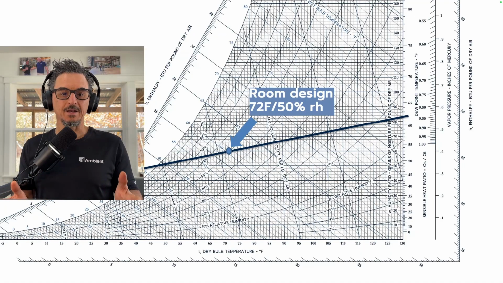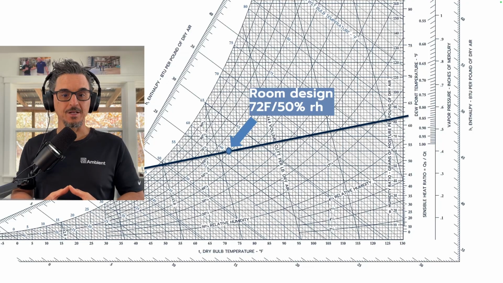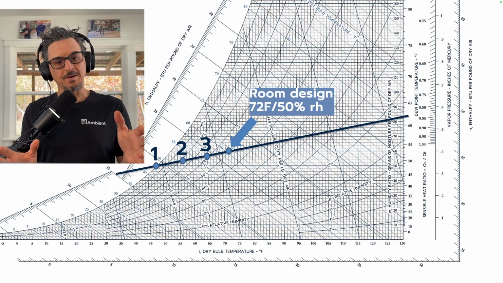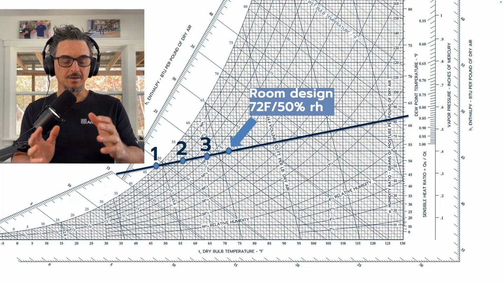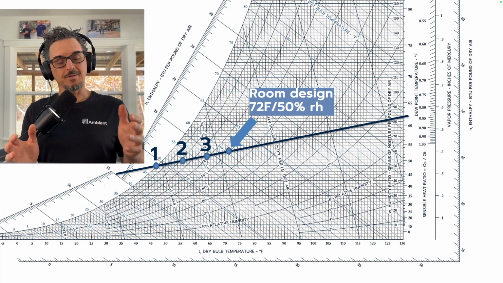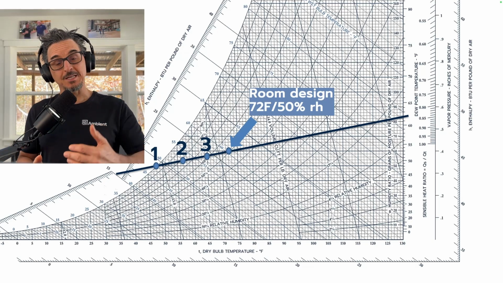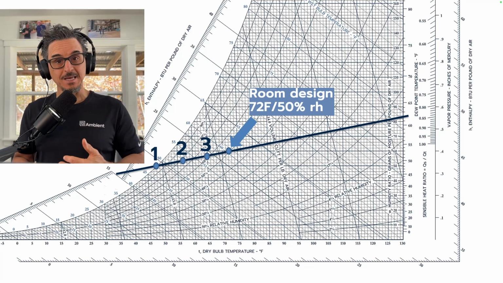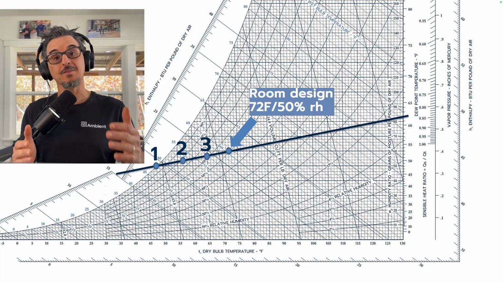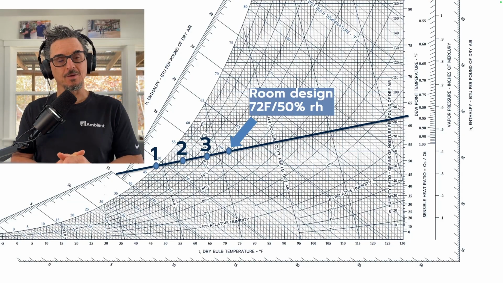So now we've plotted our room design of 72 degrees dry bulb and 50% relative humidity. Okay, so let's say you have this system, you're providing X quantity of CFM to the space, and I like to think of the air as a sponge. As it enters the space, it's going to absorb sensible heat and latent heat, and you want the air to absorb the sensible and latent heat in the correct ratio such that you end up in your design intent, which in this case is 72 degrees and 50% relative humidity.